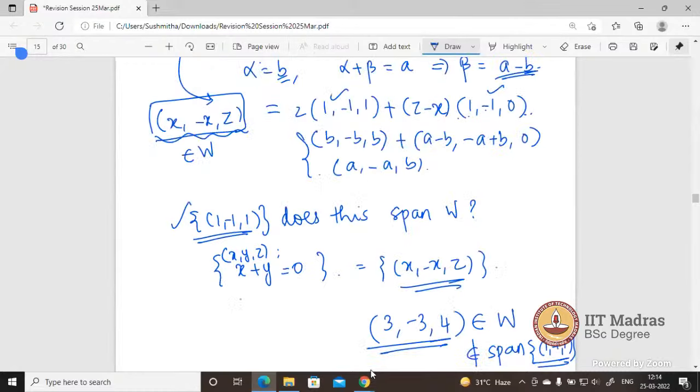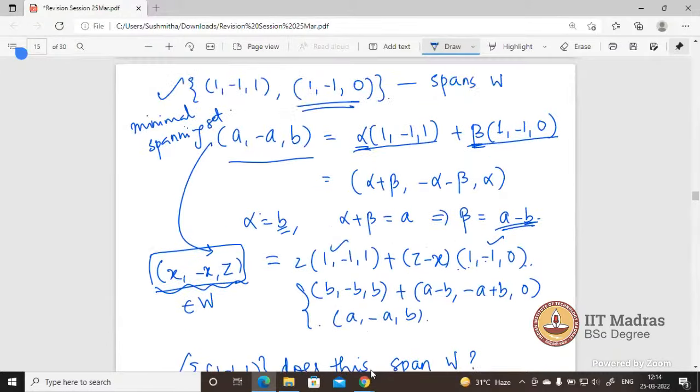So it's a minimal spanning set. Can you similarly understand the concept of a maximal linearly independent set?